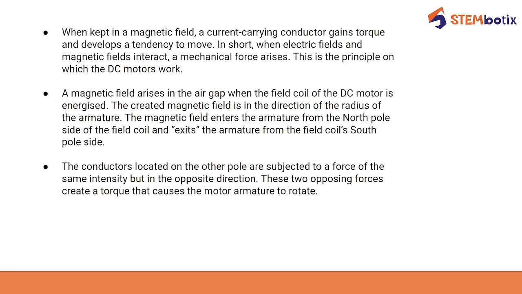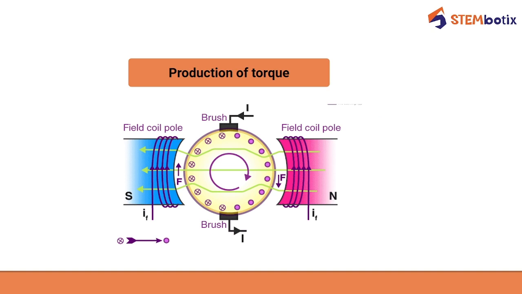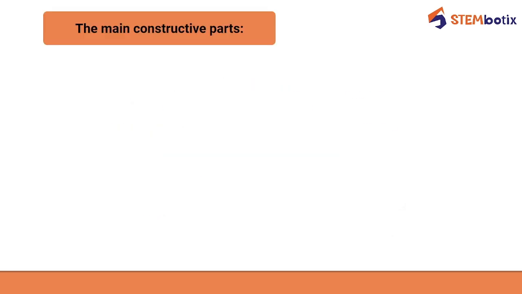These two opposing forces create a torque that causes the motor armature to rotate. Here two forces are produced, and these two opposing forces create a torque due to which the motor armature starts rotation. So this was the working principle on which a DC motor works. This is how the production of torque takes place in a DC motor.